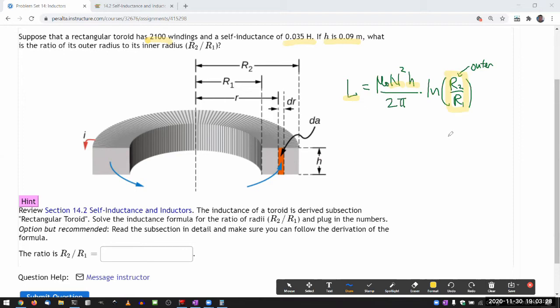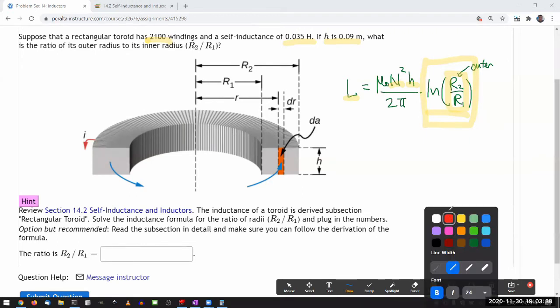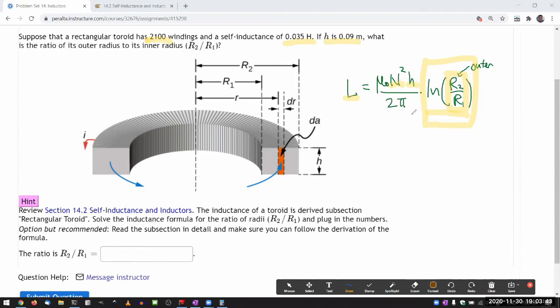So to do this algebra, I have this thing inside the natural log. So let me solve for this first. It's a kind of algebra review. I think most of you know how to do it, but let me just do it for the sake of completeness. So solving for this, this is what I get. Natural log of that ratio of the length is equal to, I move all the coefficients over. That gives me 2 pi times L divided by mu naught n squared h.